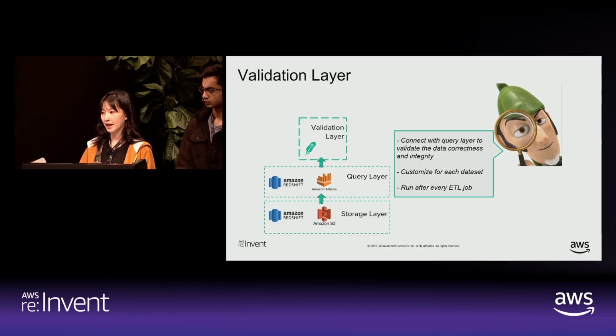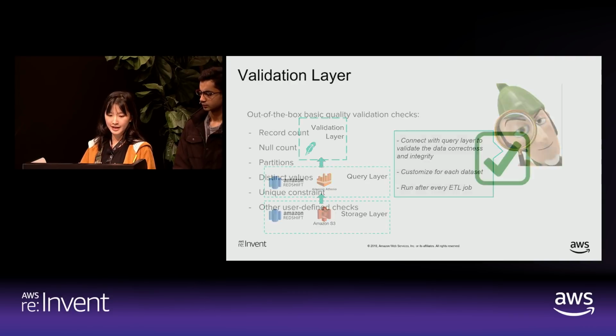So we are aware that it's very important for us to ensure the data quality before we ship to any downstream service or downstream user. That's why we built this validation layer to check the data quality. This validation layer is an extensible framework for you to define different kinds of checks for each data set. It's connected to our query layer, so it allows you to run validation queries on our underlying S3 data set to check if the data is correct or the integrity is good.